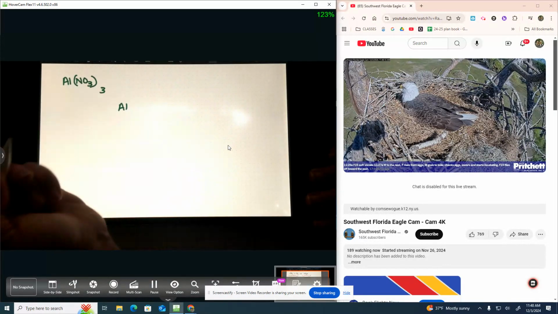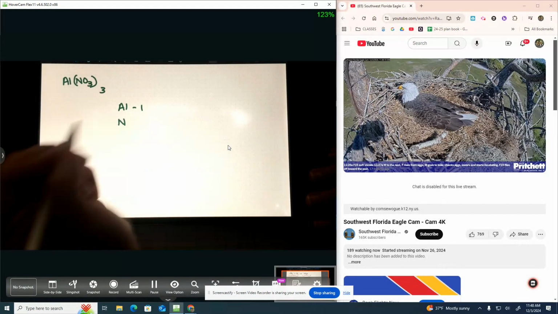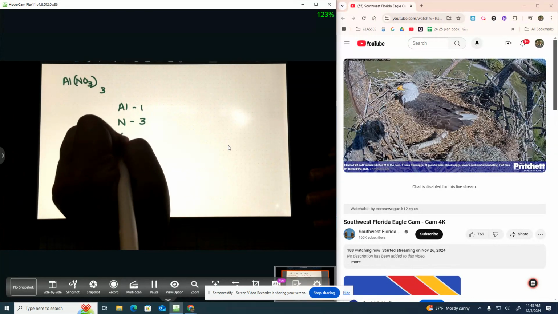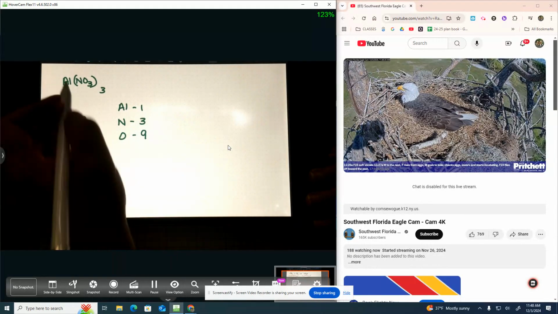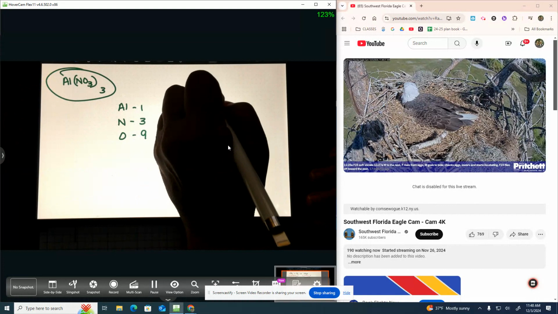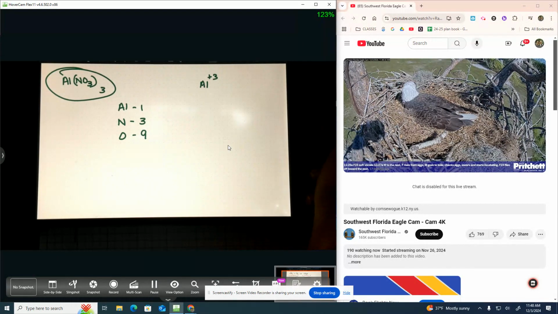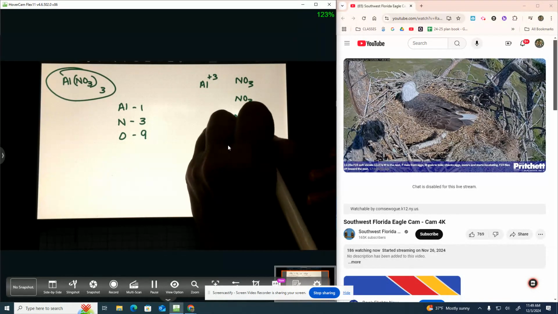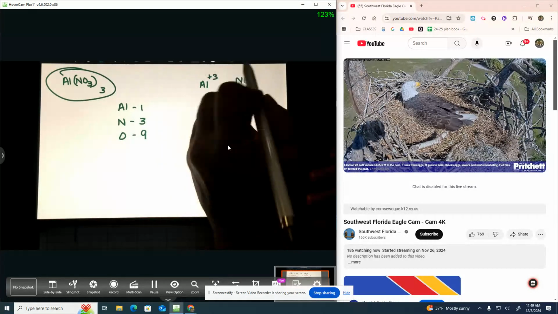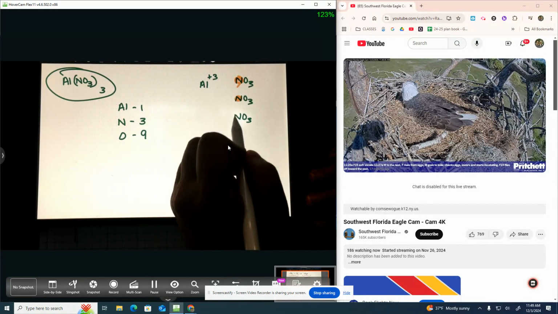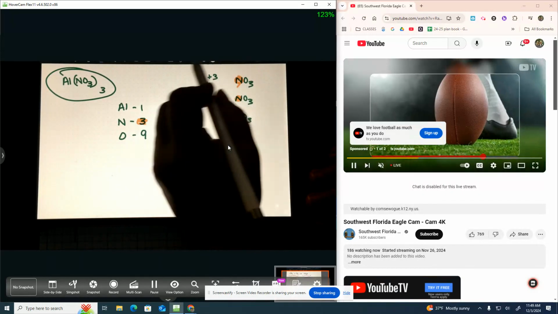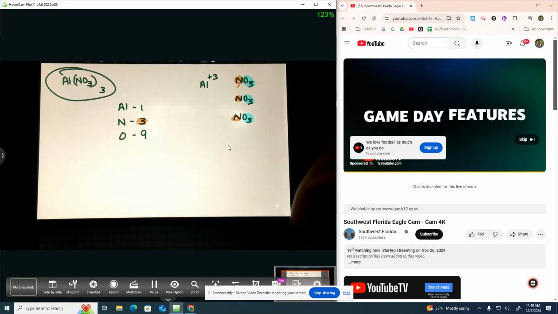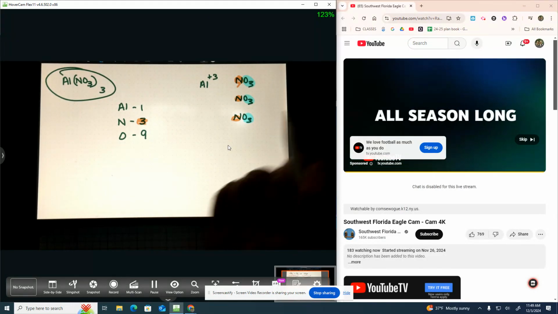Okay. What about if I had aluminum nitrate? How many aluminums do I have? How many nitrogens do I have? Not 1. 3. Okay, so how many oxygens? 9. So really what this turns out to be is 1 aluminum with a +3 charge, remember that? And 3 NO3s. That means I'm going to have 3 nitrogens, 1, 2, 3, and I'm going to have 3, 6, 9 oxygens. Okay? Now that seems pretty easy, right?